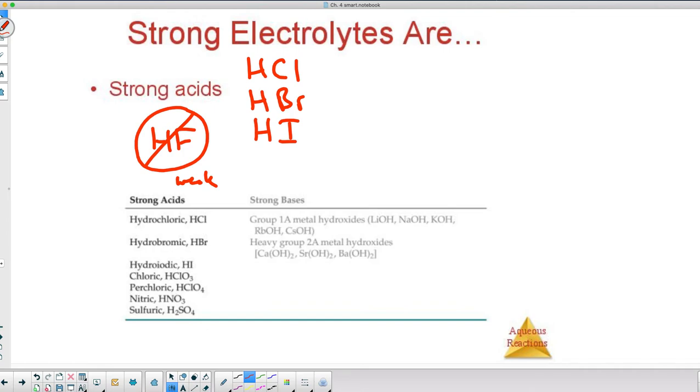This is a weak acid, though not a strong acid, as you might suspect. So over here, we have other strong acids, but these have the polyatomic ions. The polyatomic ion for this one's nitrate, so this is nitric acid. You've heard of that before.